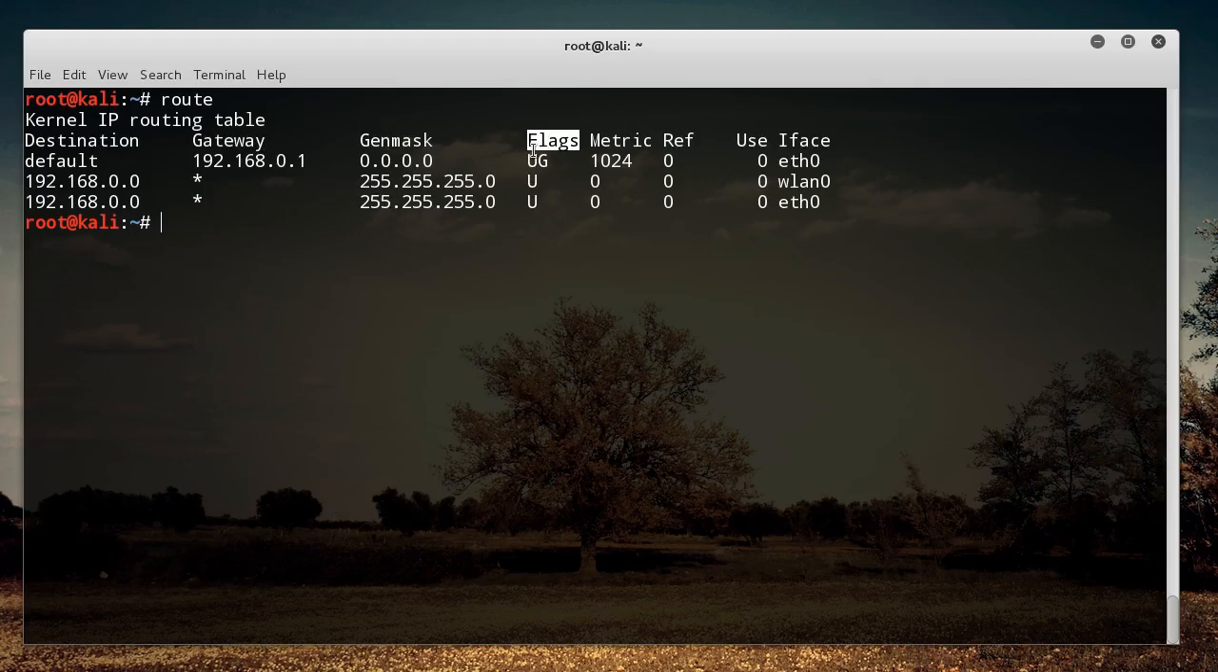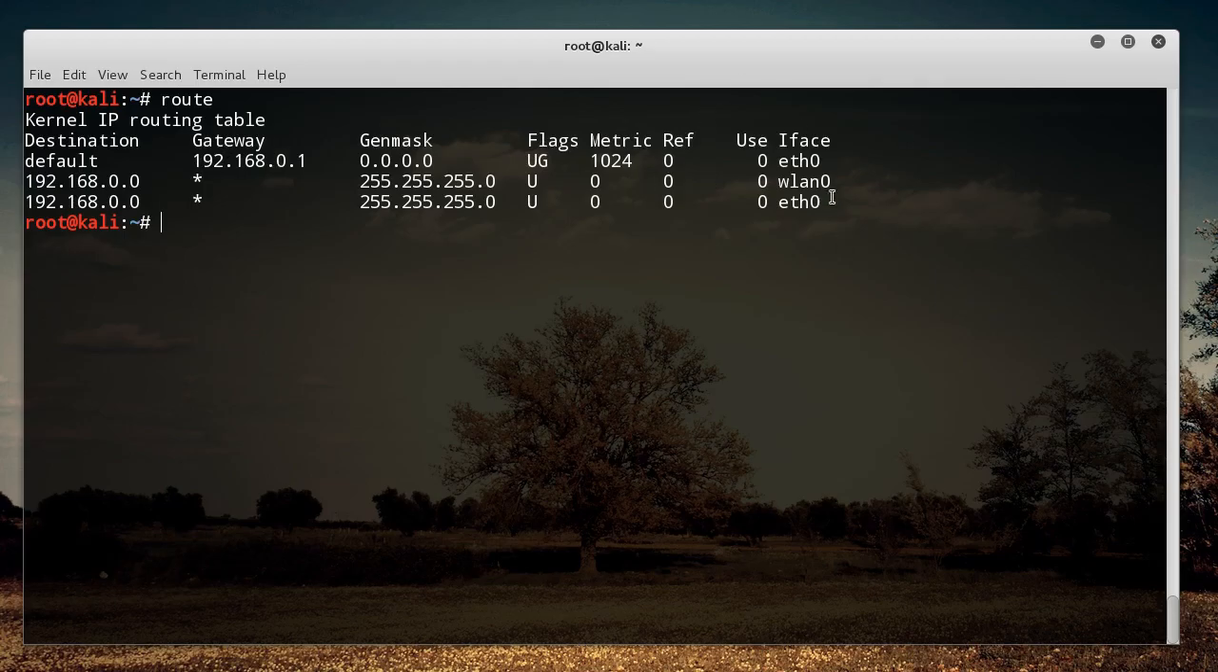There's a bunch of different flags. Probably the two most common flags are U and G. U means that this route is up, so you can use this route. It's up and running. That's fine. G means gateway. So this route right here uses a gateway. And that means that whenever we send data down this route, it's going out the door to another network.